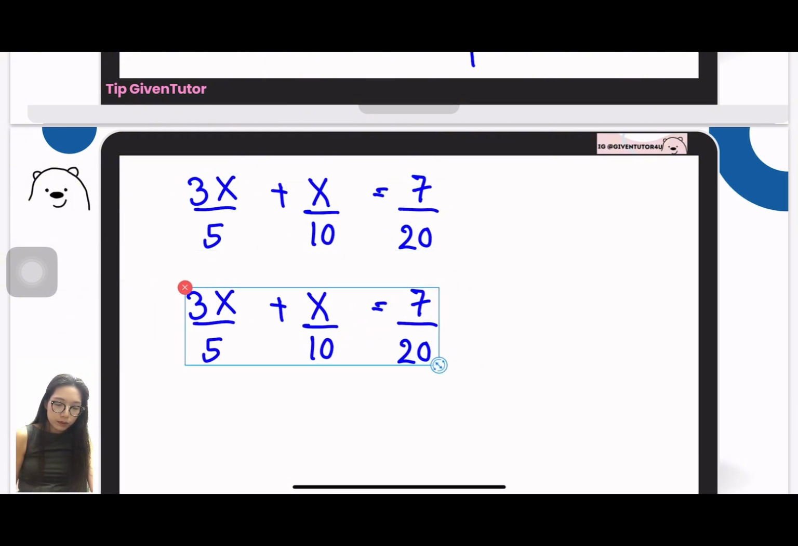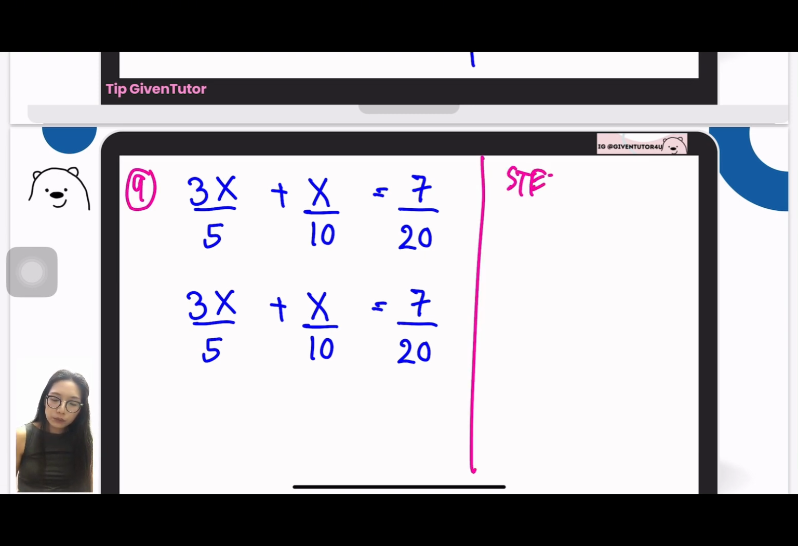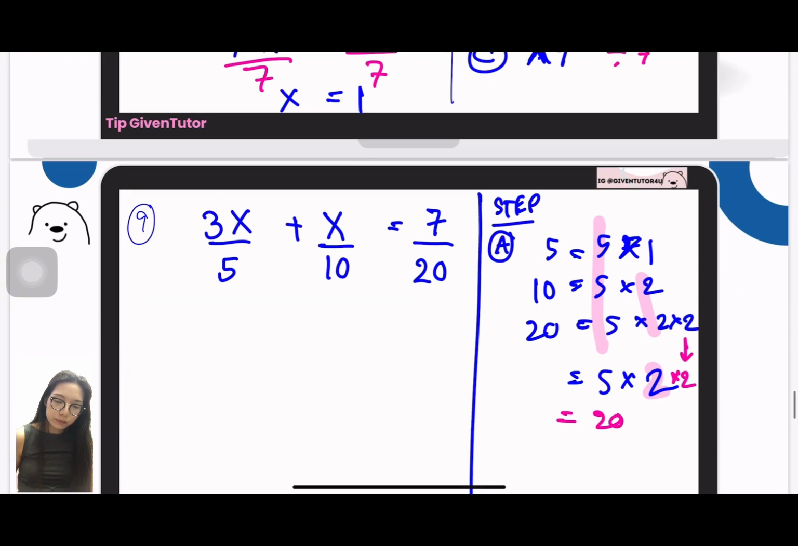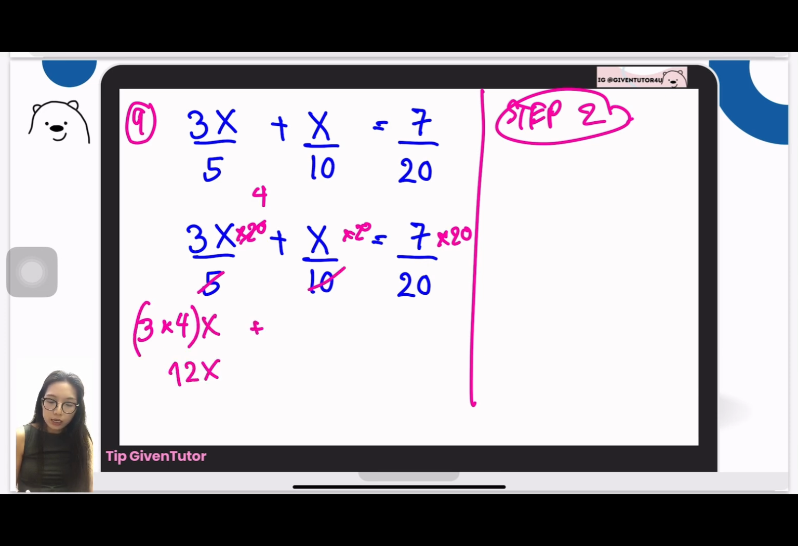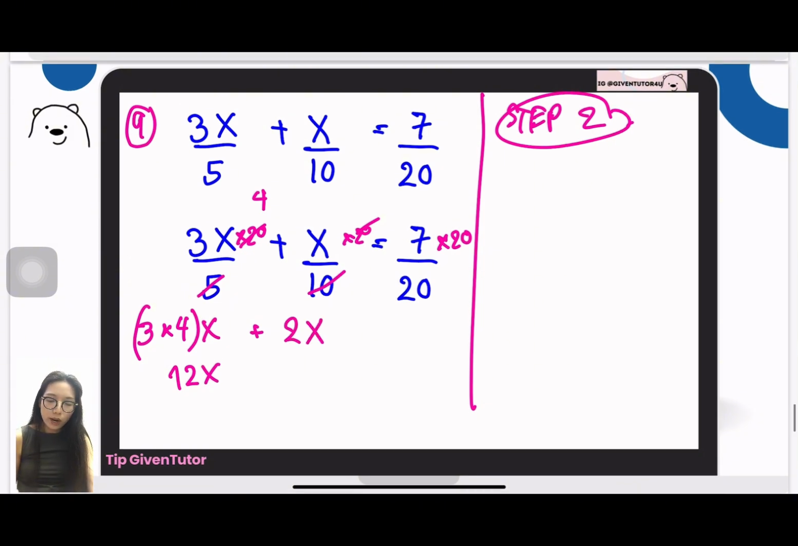After we understand this one, copy for number 9, and then paste. So step 1, after we got this, right? Step 2, let's do like this. We will times with 20. In here 20, in here 20. Okay, what we have here, this one will be 4. So 3 times 4, and then times with the x will be 12x right here. And then this one, 20 divided by 10, so you will get 2x. And then here, 20 and 20, and then you will get 7.